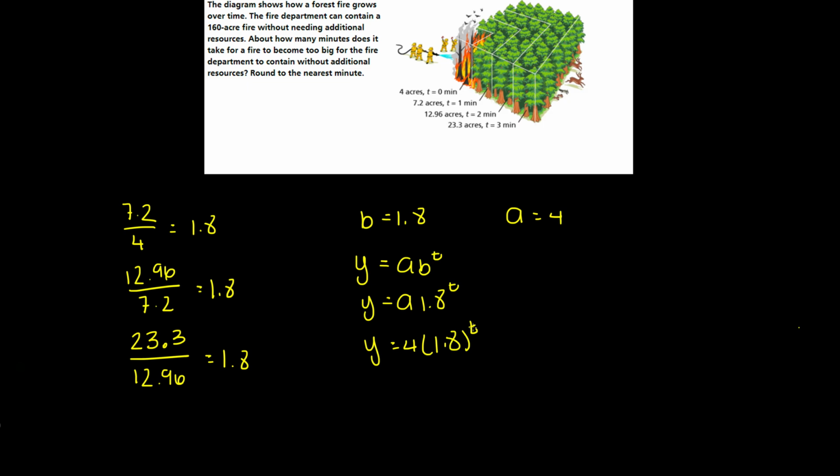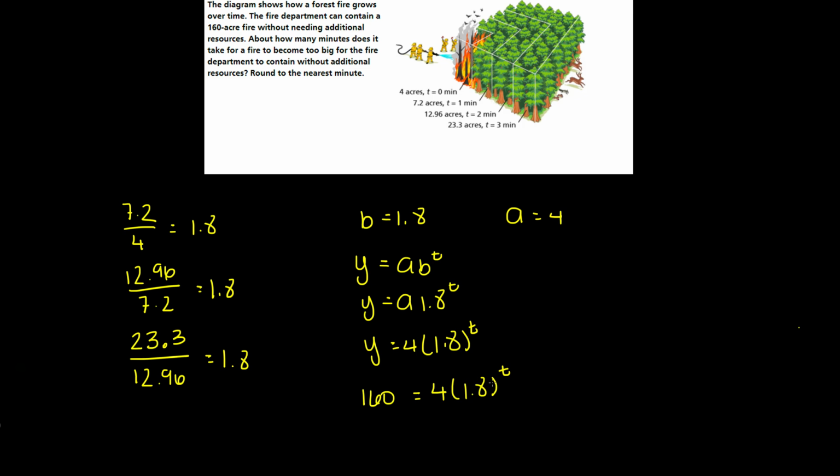Now the model: a 160-acre fire, which is y, is the moment that the fire department can no longer contain the fire and needs additional resources. So I'm going to substitute 160 for y, equals 4, the initial 4 acres, times the rate at which it's burning to the power of t. I have to solve for t, and since t is an exponent, I cannot just divide this out. I actually cannot multiply the 4 in either.